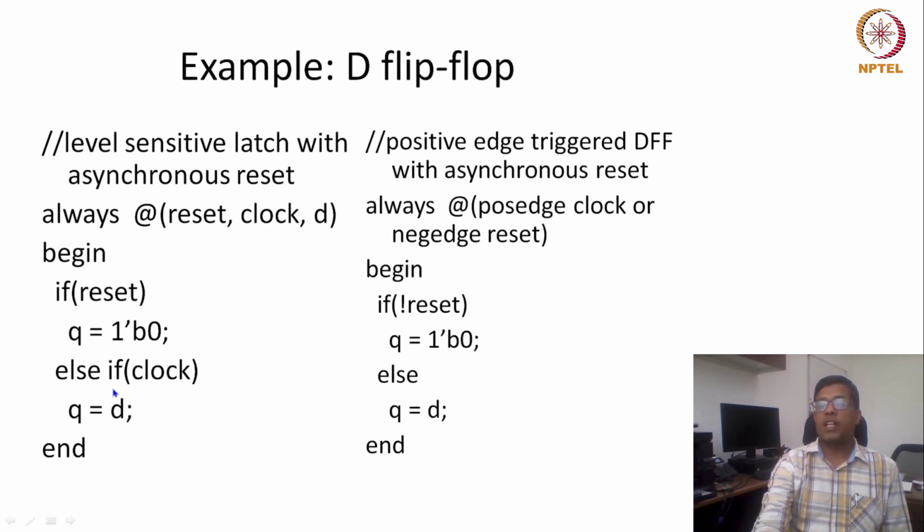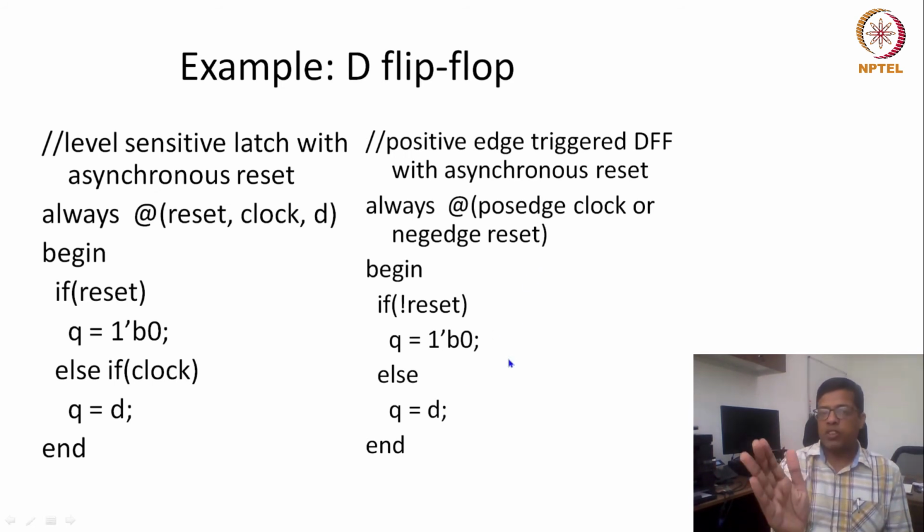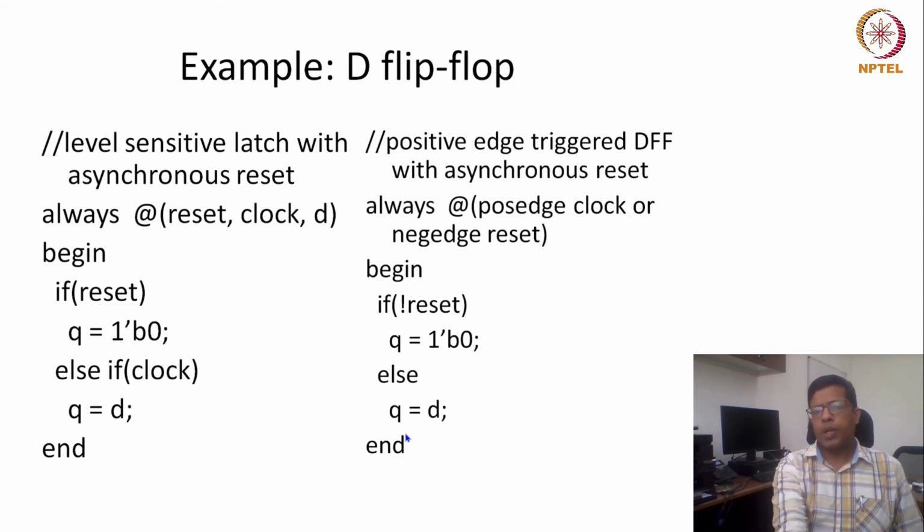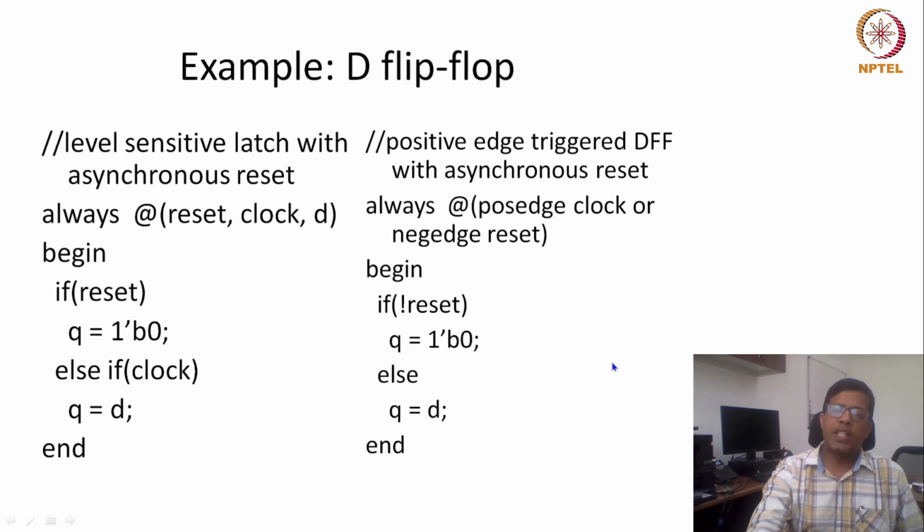You see, we are not writing if clock, because the positive edge of the clock will make sure that the clock is at this positive edge transition, and this D value would be taken before the positive edge and assigned to Q, and Q will remain there for one clock period. So this is how we can design or model a D flip-flop.